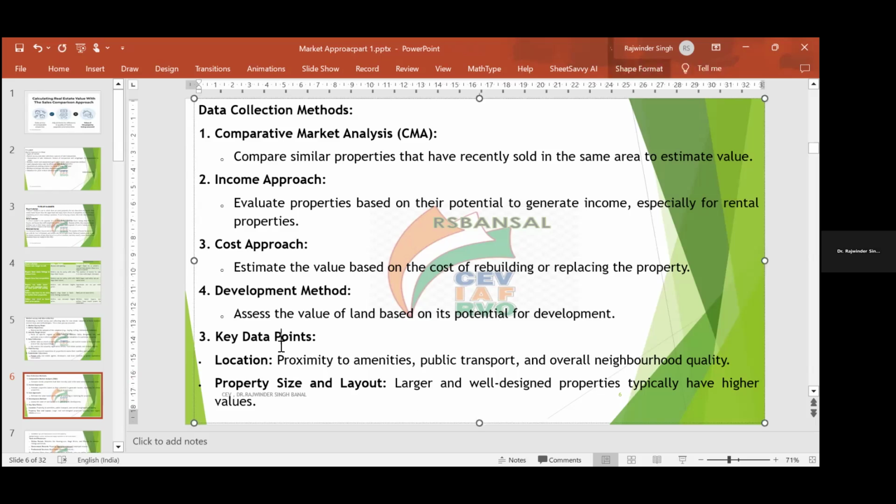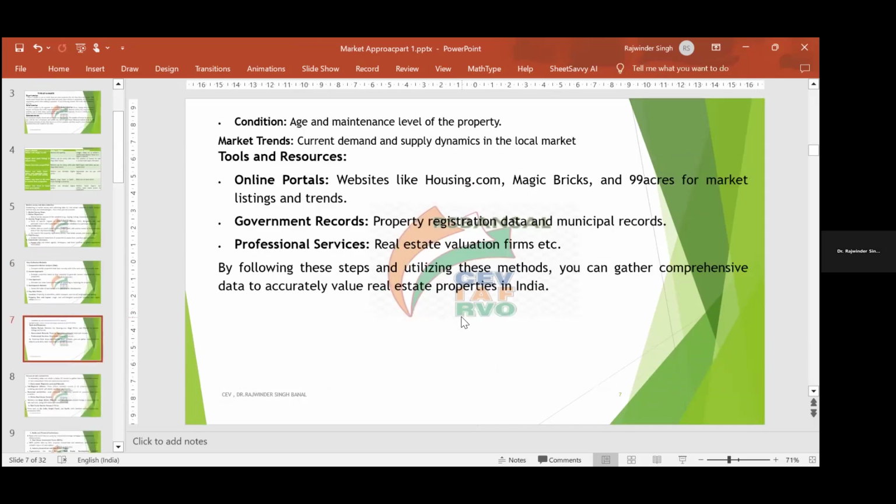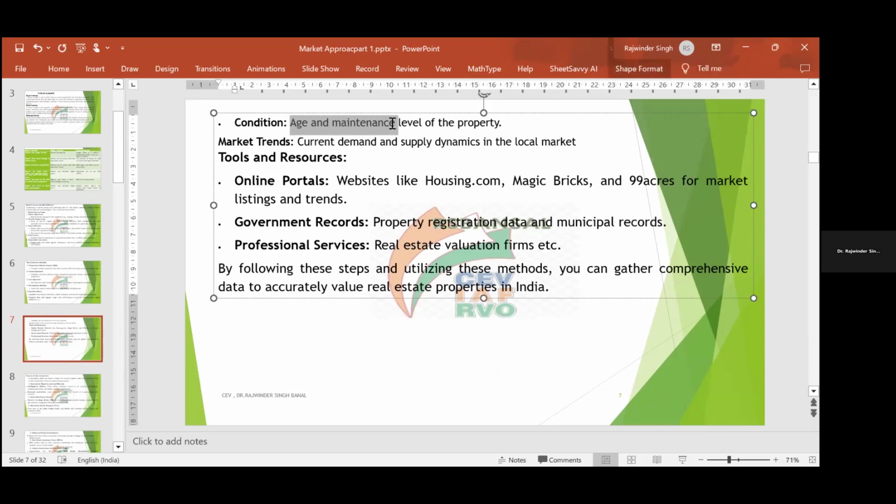So key data points you should remember are proximity and location. Location is the most important thing. It means proximity to amenities, public transport, and overall neighborhood quality. These are the things you have to check. Then property size and layout. Larger and well-designed properties typically have higher values. The condition you have to check: age of the building, maintenance level of the property. Then you have to check market trends, current demand and supply dynamics in the local market.